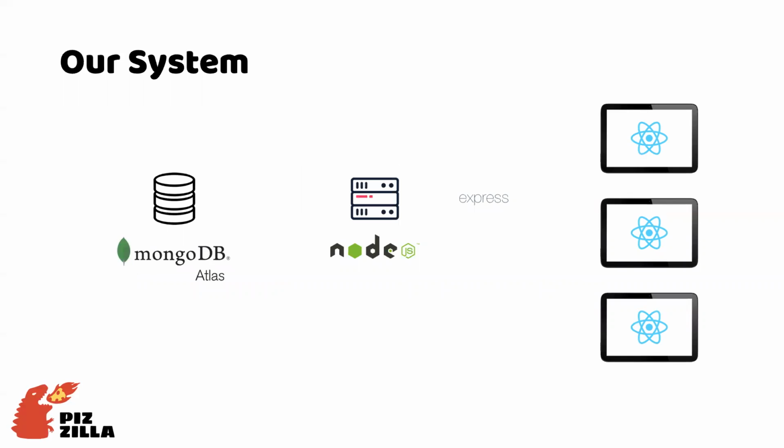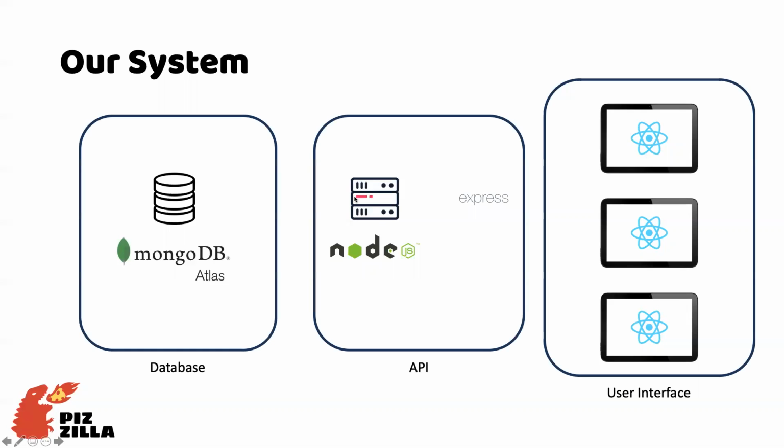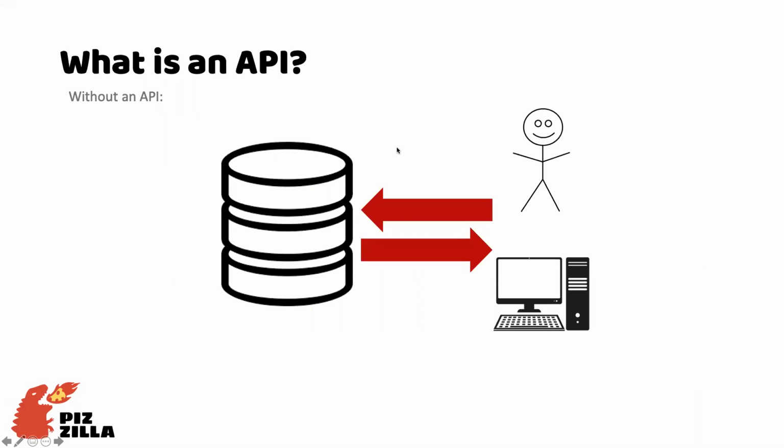So the system that we're going to be building this with is MongoDB as our database, Node.js as our web server, Express as a library that sits on Node.js and that we use as our web server, and then a React app that will be on the iPads. So like I said, the database will be MongoDB, the API will be Node.js and Express, and then our user interface will be React.